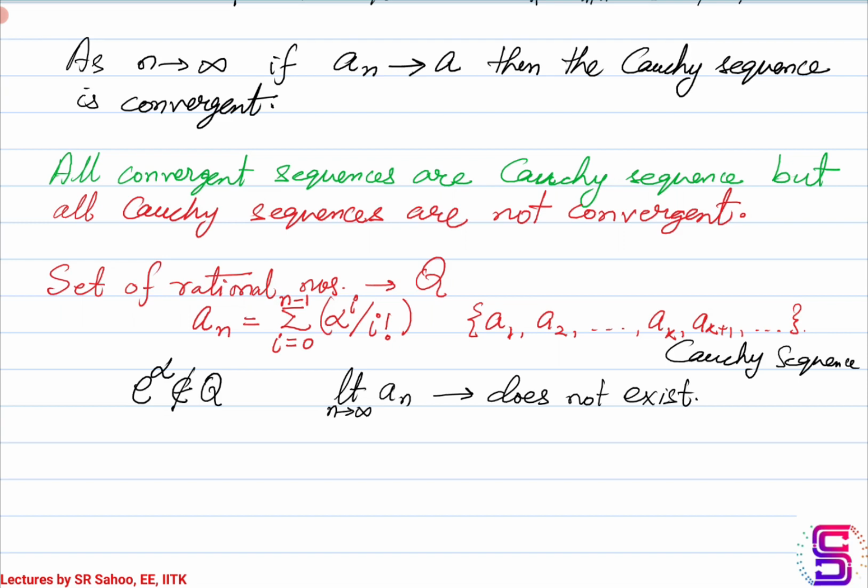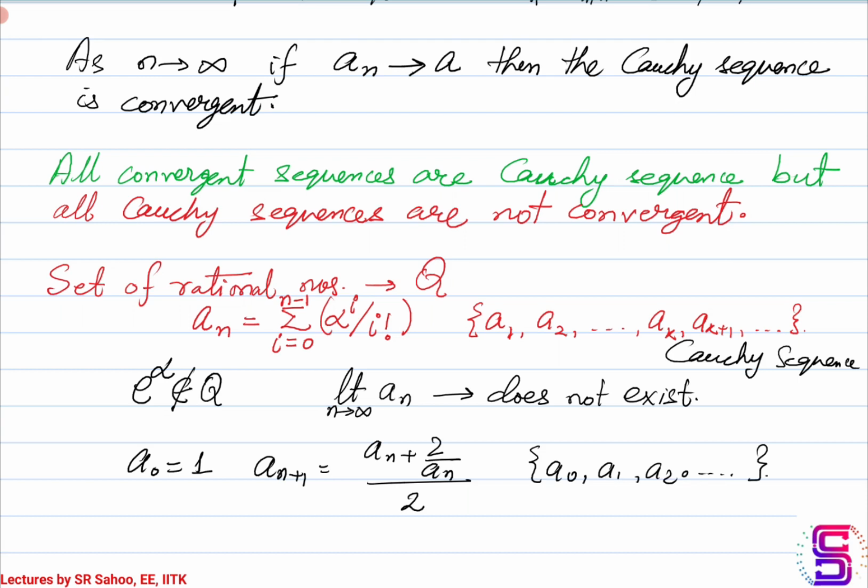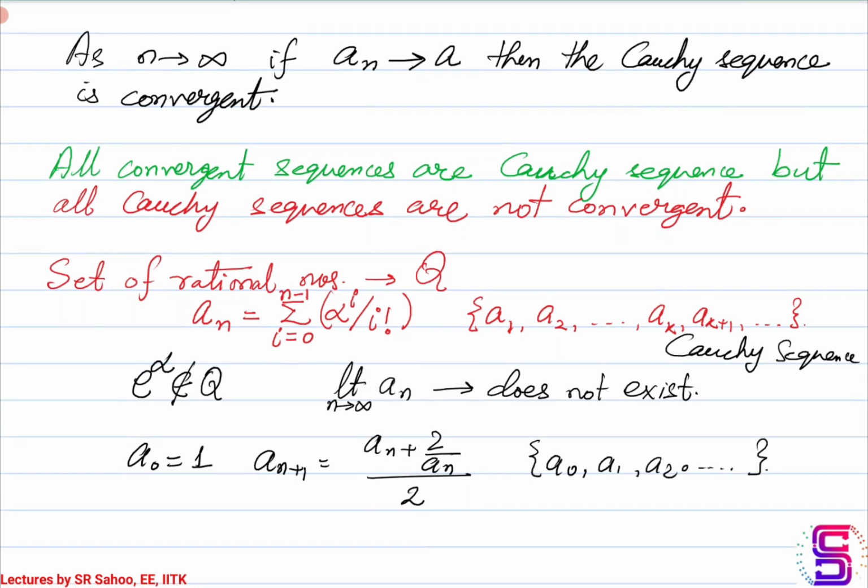Okay, another example that you can take is this: with a0 equal to 1 and a(n+1) equal to (an plus 2 by an) divided by 2. The sequence that you have is a0, a1, a2, and so on. This is again an infinite sequence in the rational number set. In this rational number set, this sequence is actually a Cauchy sequence.